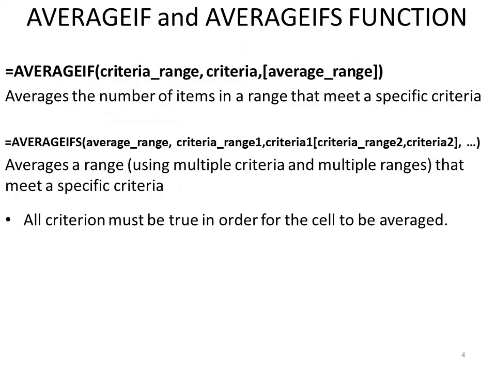Now, there is a function called AVERAGEIFS. We already talked about the AVERAGEIF function, so ignore the first two sentences there, and let's get down to the AVERAGEIFS function. The AVERAGEIFS function averages a range using multiple criteria and multiple ranges that meet specific criteria, and in this case, all criteria must be true in order for the cell to be averaged. The AVERAGEIFS function has the same syntax as the SUMIFS function, only it will average a range that meets multiple criteria.